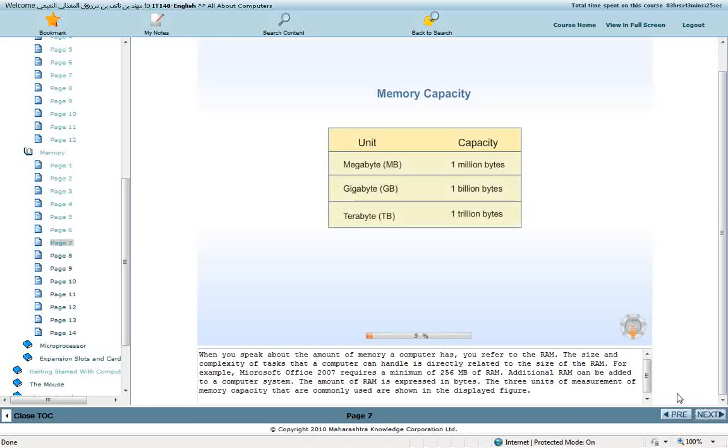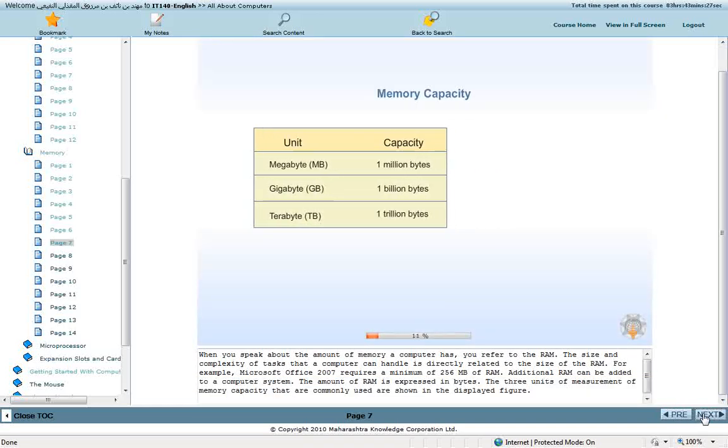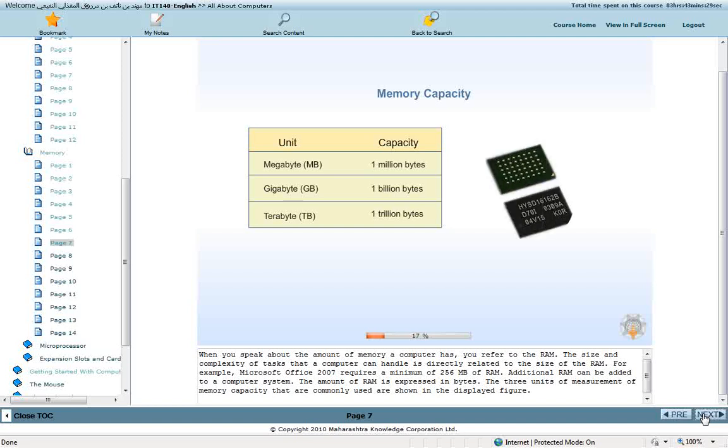When you speak about the amount of memory a computer has, you refer to the RAM. The size and complexity of tasks that a computer can handle is directly related to the size of the RAM. For example, Microsoft Office 2007 requires a minimum of 256 MB of RAM. Additional RAM can be added to a computer system. The amount of RAM is expressed in bytes. The three units of measurement of memory capacity that are commonly used are shown in the displayed figure.